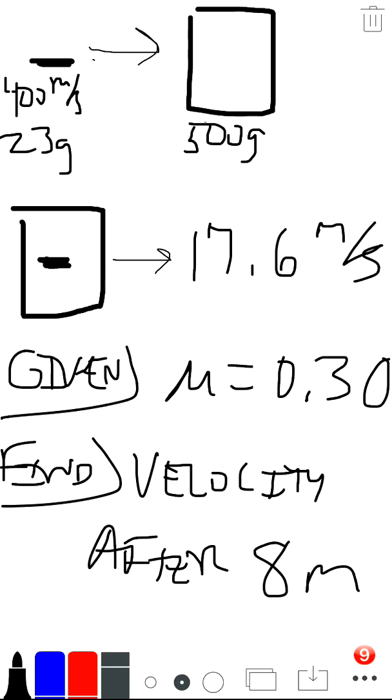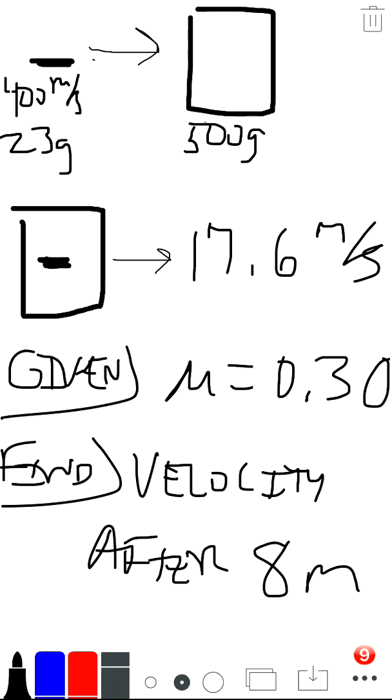Alright, so in today's video we're going to be picking up where we left off last time. We started off with a 400 meter per second bullet weighing 23 grams that collides with a 500 gram block. In that last problem, which there's a link in the description to, we found that once embedded, the block and bullet combo traveled at 17.6 meters per second in the same direction of travel as the bullet initially was.